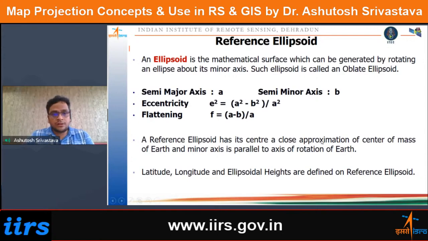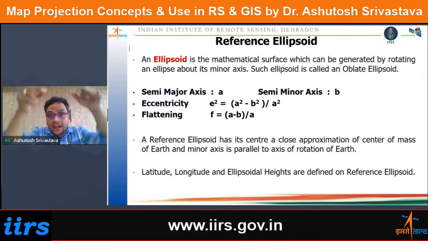So a reference ellipsoid has its center as a close approximation of the center of mass. The ellipsoid is a close approximation of the center of the Earth, and the minor axis, about which we were rotating the ellipse, is parallel to the axis of rotation of the Earth. Latitude, longitude, and ellipsoidal heights are defined on the reference ellipsoid. So now you understand, when you see the globe, it is an ellipsoid.